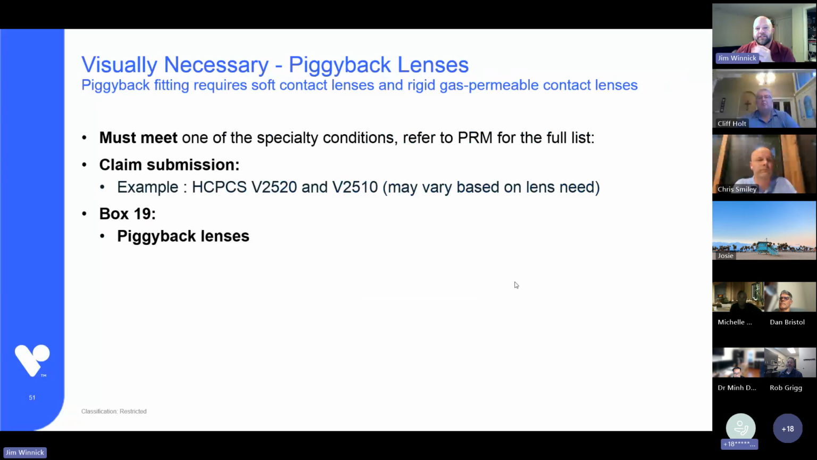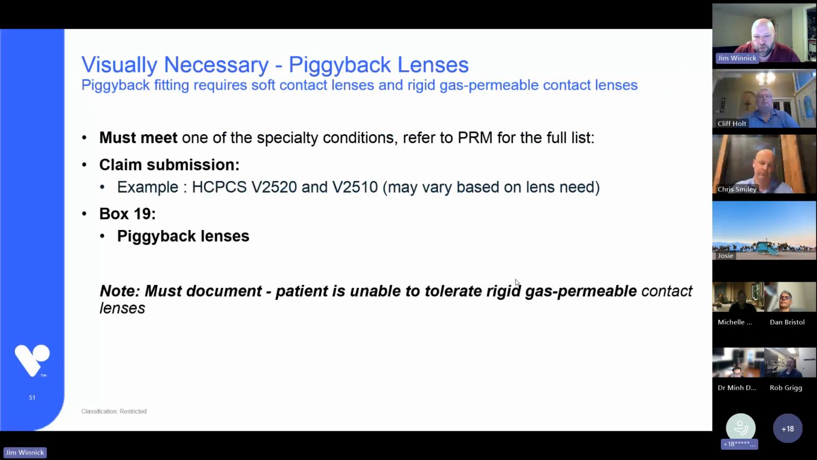Piggyback lenses, we see less of them because of scleral lenses, but there are still people that are intolerant to any hard lens on their eye without some help. Box 19 has to say piggyback lenses, and you have to document in your chart clearly that the patient is unable to tolerate RGP lenses by themselves.